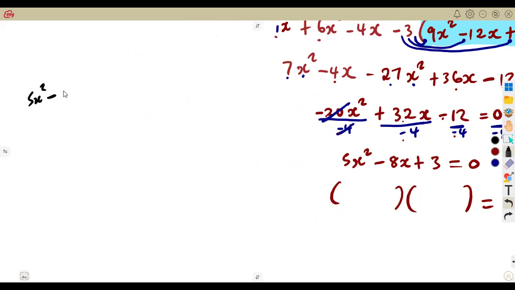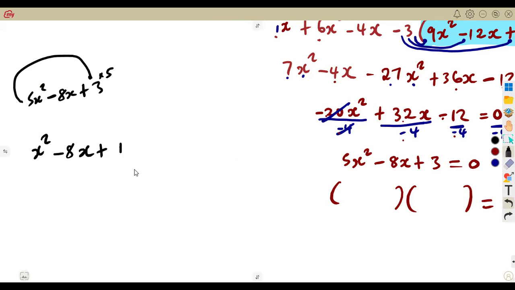5x squared minus 8x plus 3. As we can see, the coefficient of x squared is not 1, it is a 5. So we can choose to get rid of this 5. I explained that in different ways. Using the cheat method, you can take the 5 and multiply it by the other term there. So we no longer have that 5. It will be x squared minus 8x plus 3 times 5, which is 15.